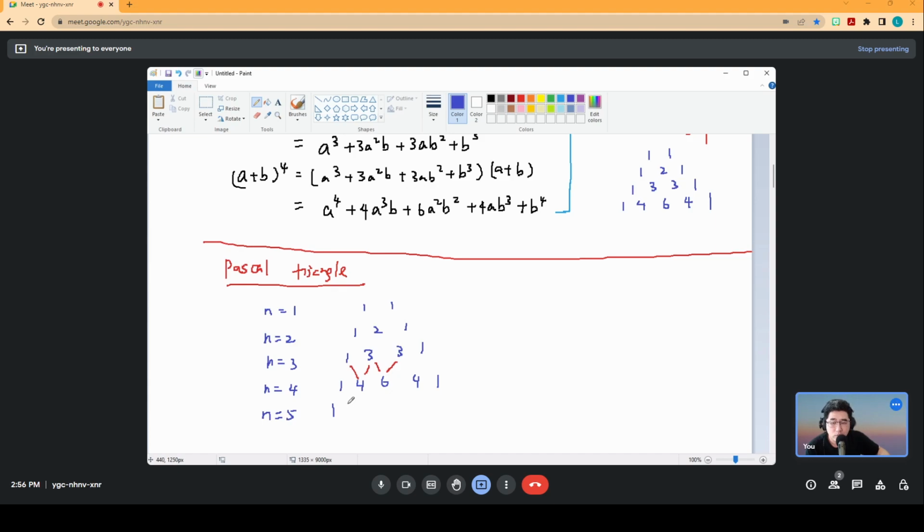I start with 1. The sum of the two neighbors, I have 5. The sum of the two neighbors, I have 10. The sum of the two neighbors, I have 10. The sum of the two neighbors, I have 5, and then 1.